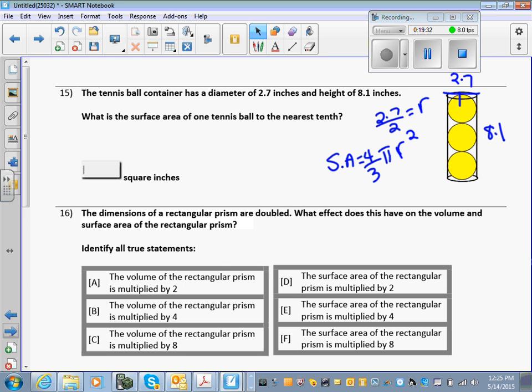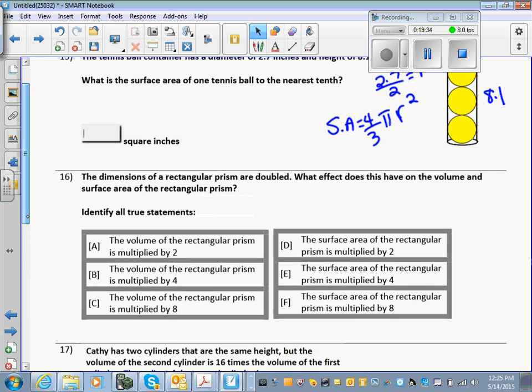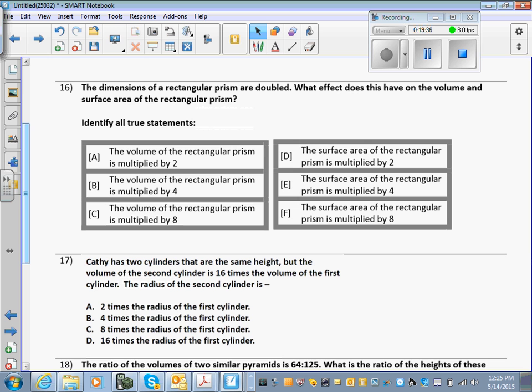Number 16. The dimensions of the rectangular prism are doubled. What effect does this have on the volume and surface area of the rectangular prism? The dimensions of a rectangular prism are doubled. So if it's doubled, what effect does it have on the volume and surface area? So the volume would be cubed, and the area will be squared.